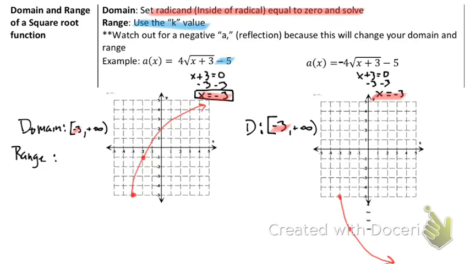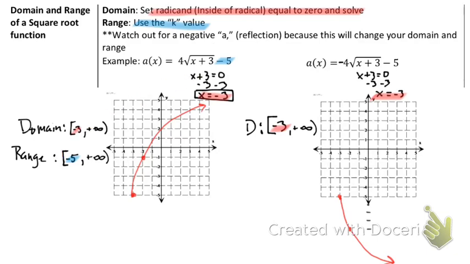Remember, the range is how tall my graph is, starting from how low does my graph go to how high does my graph go. So the first number is how low does my graph go? It goes down to -5. So my range would be -5, comma, how tall is my graph or how high does it go? And it's going to go up to positive infinity. And what you should notice is -5 is actually your k value.